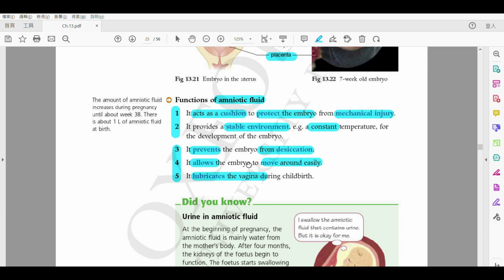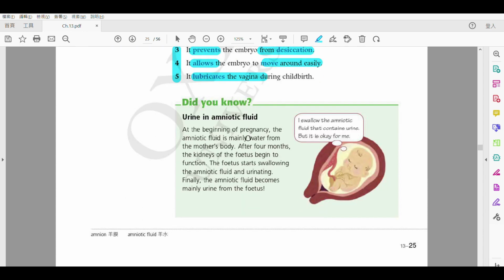Okay, so usually it takes about 9 months and a half for a baby to be born. Okay, and normally 最尾會有 1 liter of amniotic fluid 嘅。Okay, so this is also just like a story, so you can take it easily.